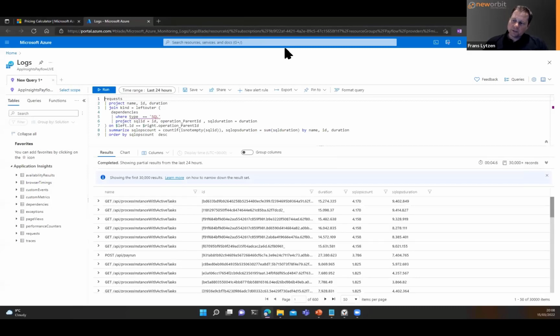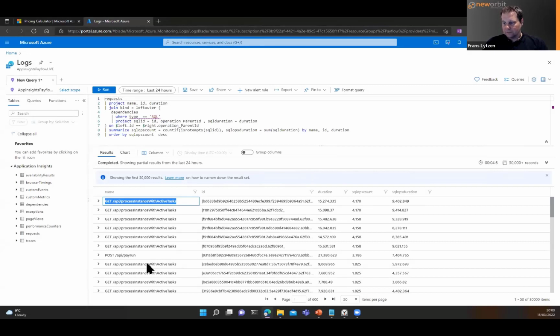So what that is showing me, so these are individual API calls. This shows me that API call that an actual user did took 15 seconds to run. It called the SQL database 4,170 times, and it took 9.5 seconds of SQL execution time. This is a live system.